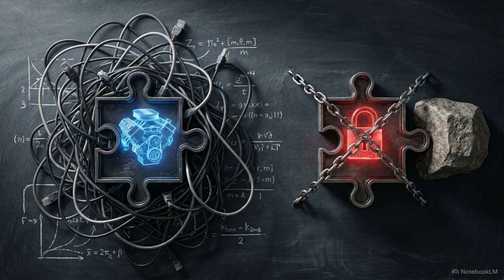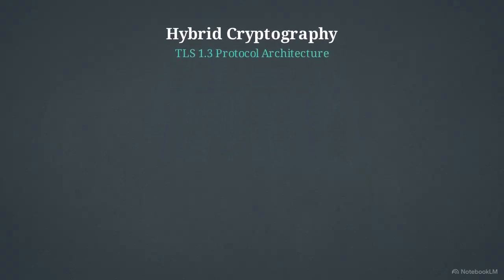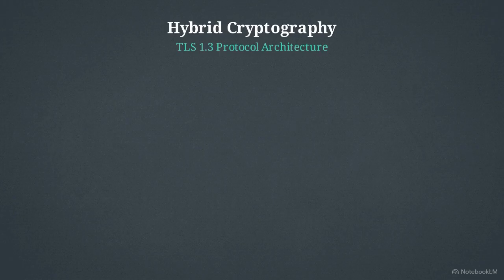Symmetric engines are fast but unscalable. Asymmetric trapdoors scale but are mathematically too slow for bulk processing. This timeline illustrates the definitive architectural compromise, hybrid cryptography. It is perfectly demonstrated by the TLS 1.3 protocol.